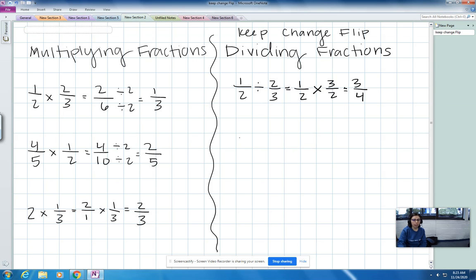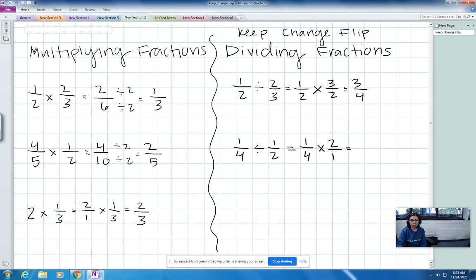Okay, now let's say we have 1/4 divided by 2/3. Or sorry, divided by 1/2. Let's do that. 1/4 divided by 1/2. So I'm going to keep, change, flip. Keep 1/4 the same. Change to multiplication. Flip the second fraction. So instead of 1 over 2, it is now 2 over 1.